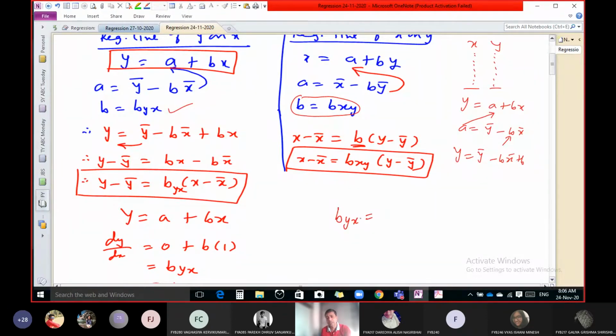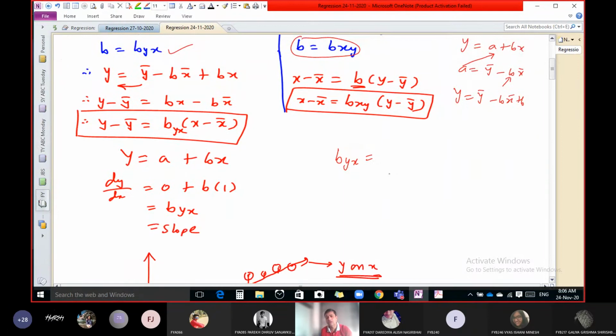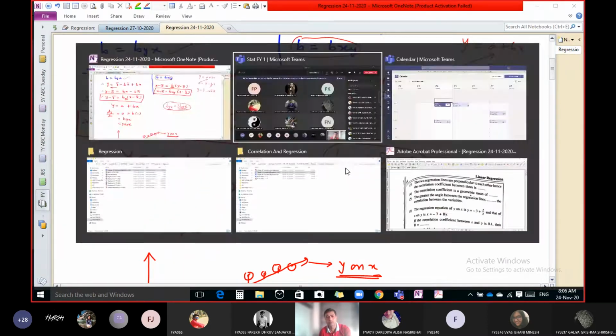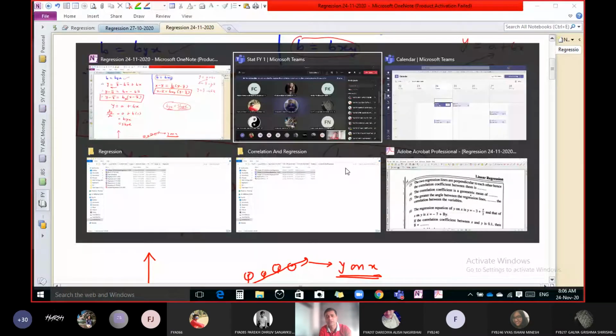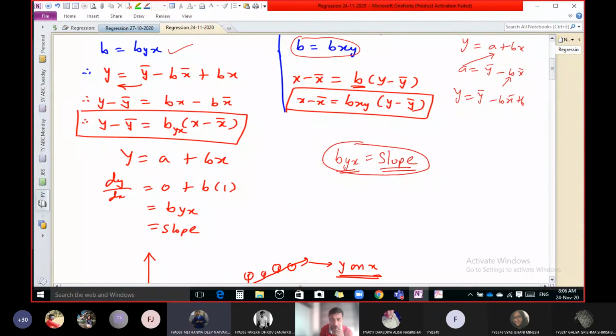byx: if you remember from your 12th standard, byx is also known as slope. Now, does any of you know the meaning of slope, or the interpretation of byx? It is the regression line of y on x. Yes, it is the regression coefficient of y on x. That is the name. Now the question is what is the meaning of byx, or the meaning of slope?